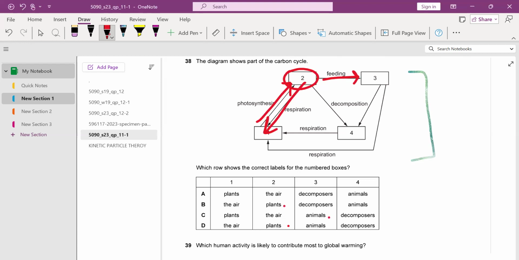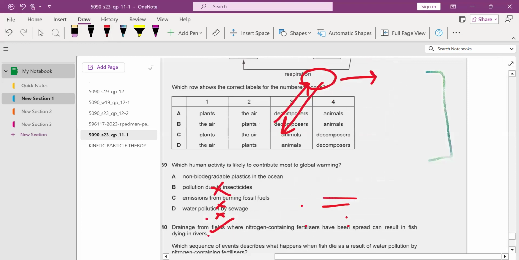We have option C or D, but option C is incorrect, and option B is incorrect because at 3 there aren't animals. So option D you can easily identify is correct, and option A is also incorrect because there isn't an animal in 3. So while identifying the 2 boxes only, you easily identify which option is correct. So option D is correct.